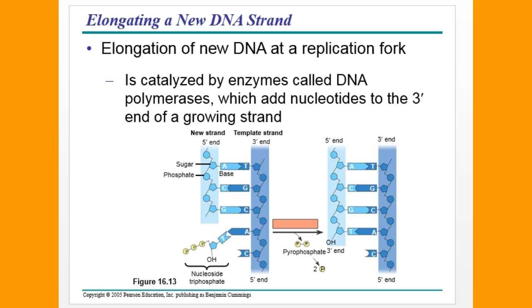Elongating a new strand of DNA at a replication fork is catalyzed by enzymes called DNA polymerases, which add nucleotides to the 3' end of a growing strand. So, your template strand contains your bases that need matching. And then your growing strand is your new strand, and it is adding bases to grow that new strand.